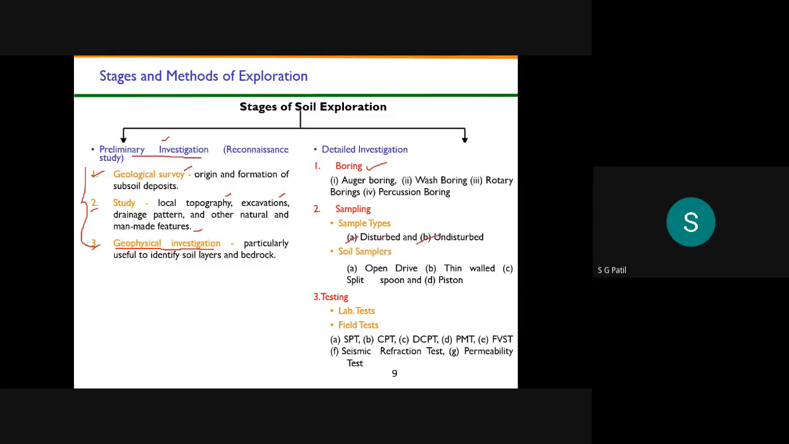Disturbed soil samples are meant only to find out the index properties. Only to find out the index properties will we use these disturbed samples.